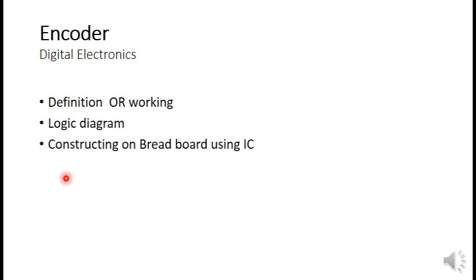Today we will discuss the encoder in digital electronics. It is a kind of electronic circuit which transforms information into coded language, say bits 1011. It works as the opposite of a decoder. I have made another video on decoder. You can visit it on my YouTube channel.